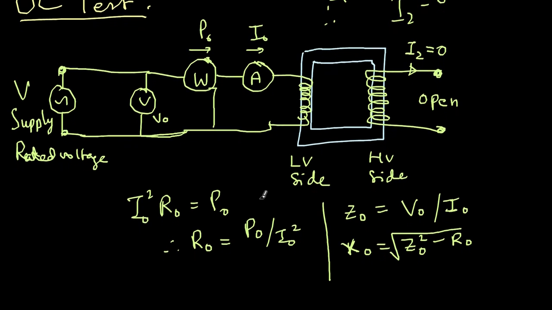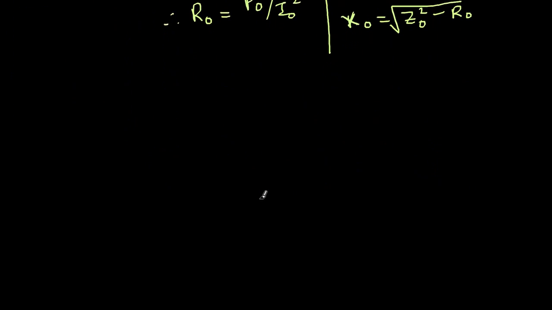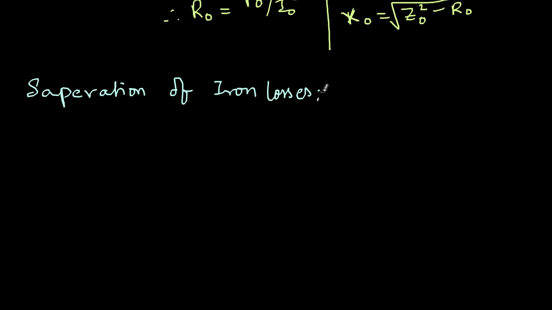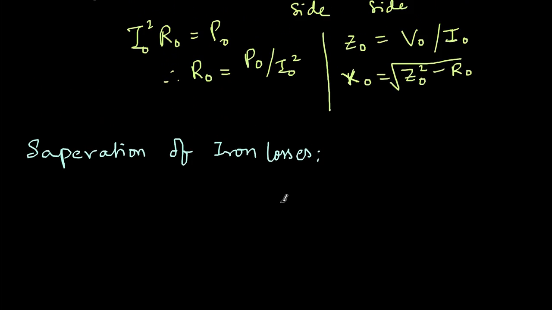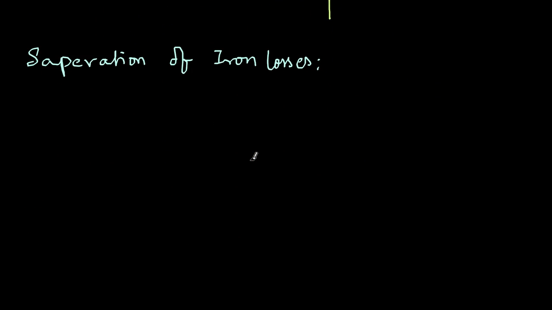Now another thing that comes up here is the losses. This is again something kind of interesting. Let's call this topic separation of iron losses. What happens here is we have this total iron loss P naught, which is the total iron losses.